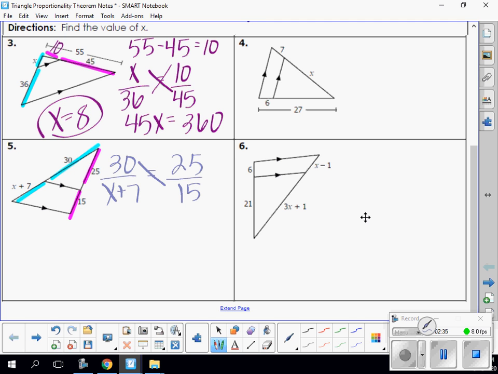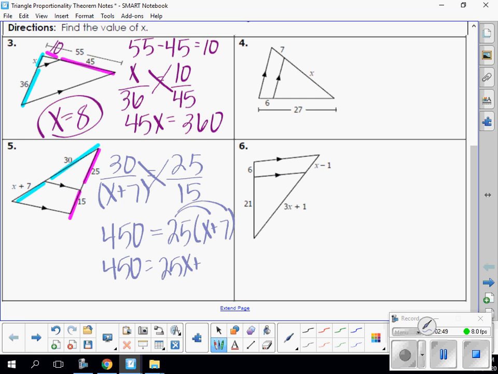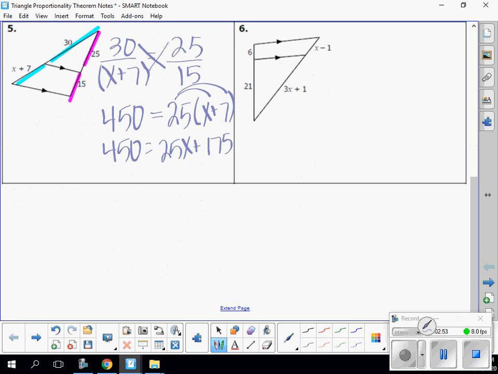I'm cross multiplying there. And look at that, we have a binomial, so you could put parentheses around it if that helps you remember that you are distributing to it. So solving, moving my 175 over, and then dividing by my 25, get 11. So go ahead and pause that video and do number 6 on your own.